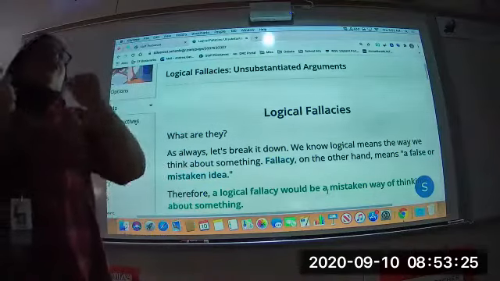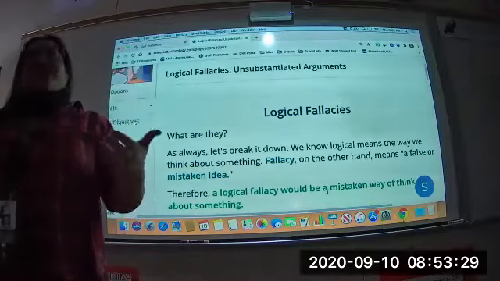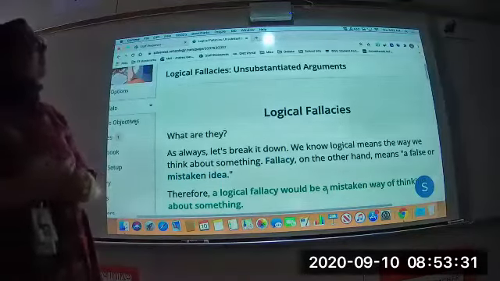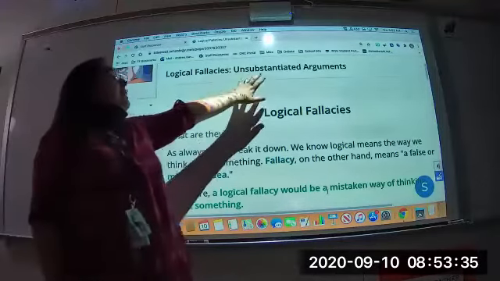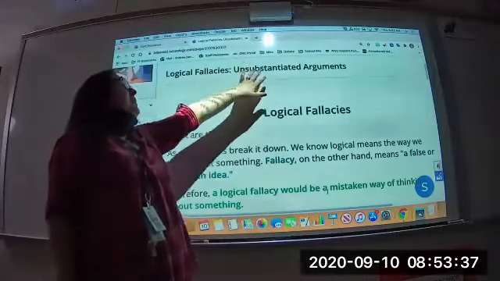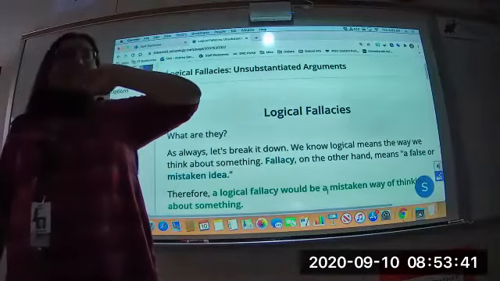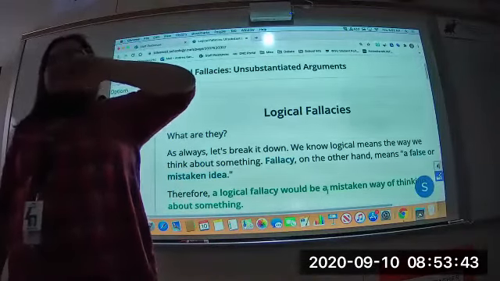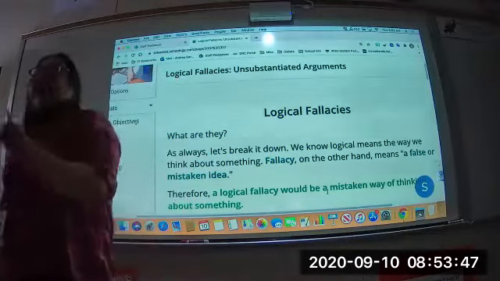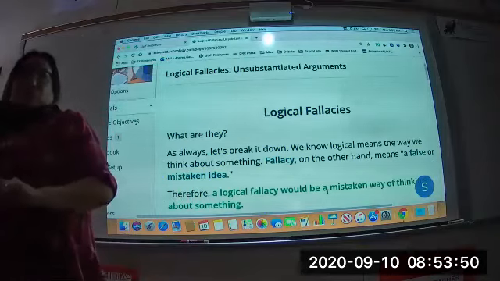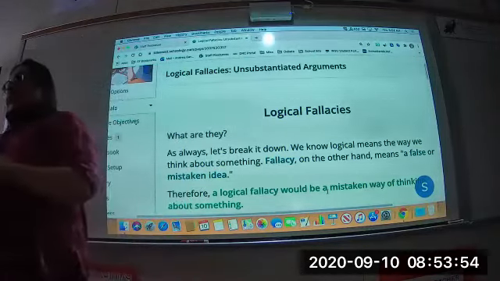So just like there's logical reasoning, which is the way we process information and think about it and come to our conclusions, there's something called logical fallacy. And so that's unsubstantiated arguments. What's unsubstantiated mean? Not based on facts. It doesn't have enough facts to be true. It may sound true, but it doesn't have enough facts to be supported, right?